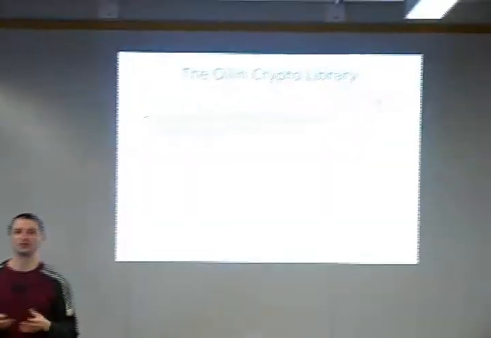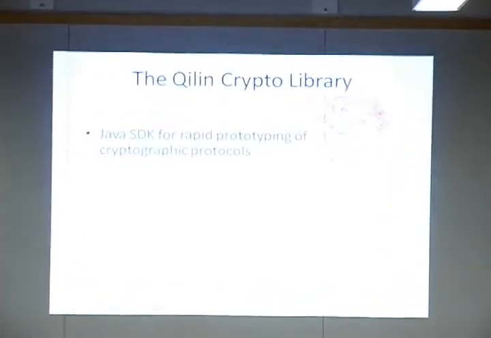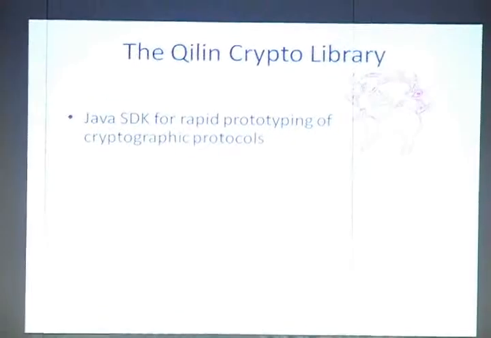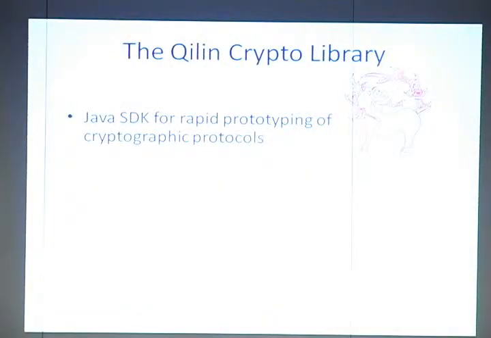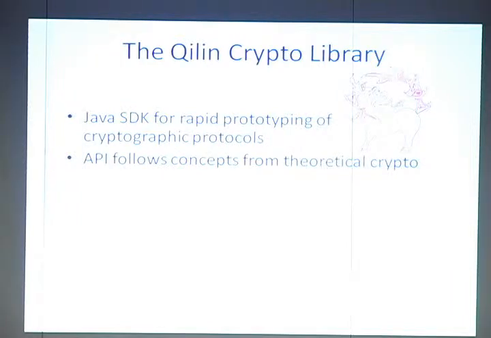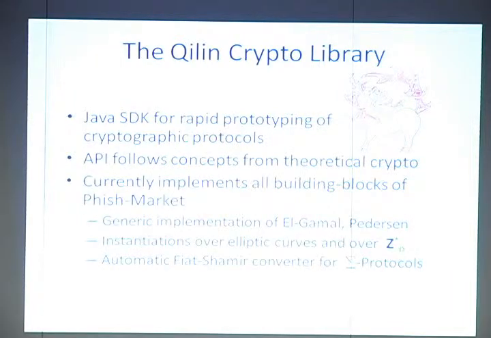When we started implementing this Phish-Market protocol, I looked around for anything I could use to build this protocol or something similar, and couldn't find anything generic. And so I started writing a library. Qilin is a Chinese mythological beast, somewhere between a unicorn and a dragon and a giraffe or something like that. It's a Java library for rapid prototyping. The idea is it will be fast to write protocols using this library, and it's going to use concepts from the theory of crypto.